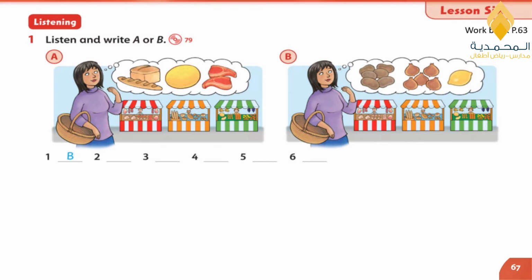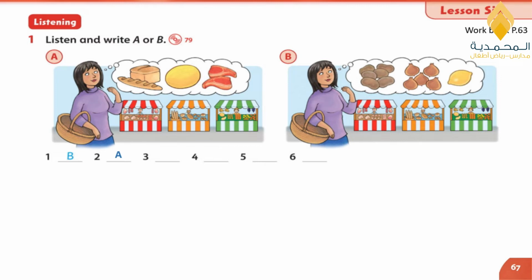Number 1. Hello, can I help you? Yes, please. I'd like some potatoes. Okay, here you are. Thank you. Number 2. Hello, can I help you? Yes, please. I'd like some meat. Is this meat okay? Yes, that's fine. Thank you.